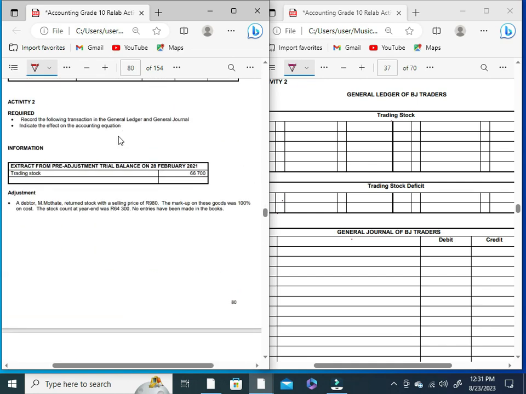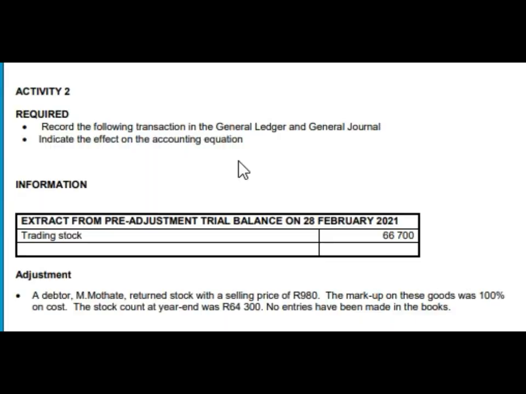And then we have activity 2. Let's take a look at this activity 2. What are the requirements? Record the following transaction in our general ledger as well as our general journal. We have been provided with our answer sheet, and then we need to just follow our steps.